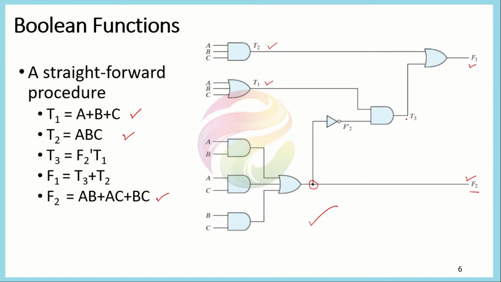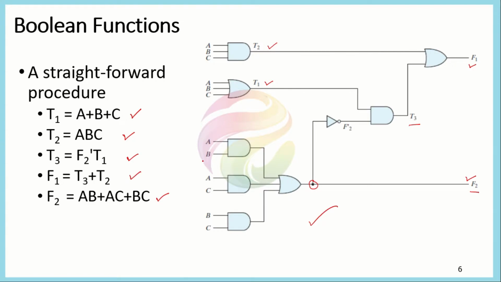Like we can also calculate the output value at T3. For T3, if you write that here, it's basically the complement of this F2 function here. This is the F2 function, and it is ANDed with the output of this gate, which is represented by T1. So this will be represented as this one. And the final output F1, the function 1, is the OR operation between T3 and T2.